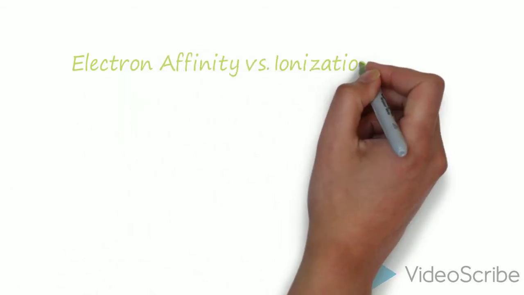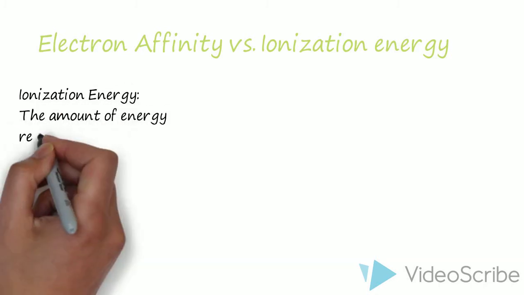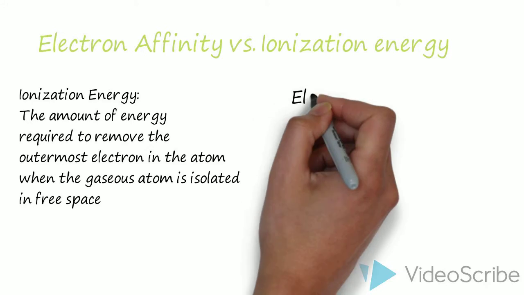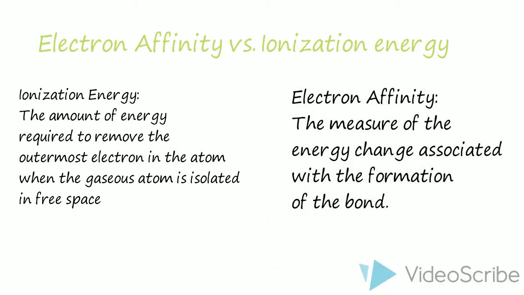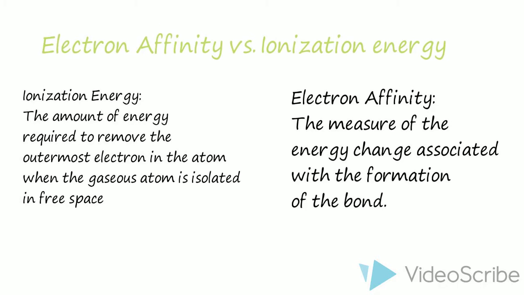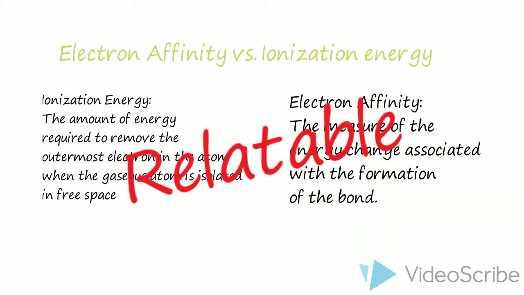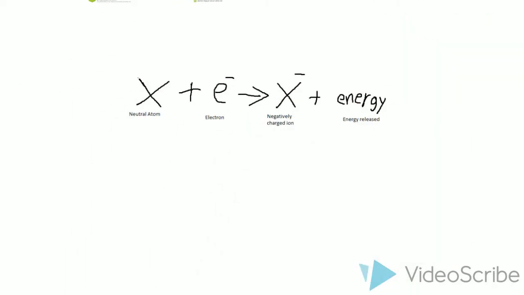Electron affinity sounds very similar to the concept of ionization energy. By definition, ionization energy is the amount of energy needed to remove the outermost electron in an atom. Electron affinity, on the other hand, is the measure of the change in energy associated with the formation of the bond between two atoms. Although they are similar concepts, they are different. However, they are still related. This equation demonstrates this concept.